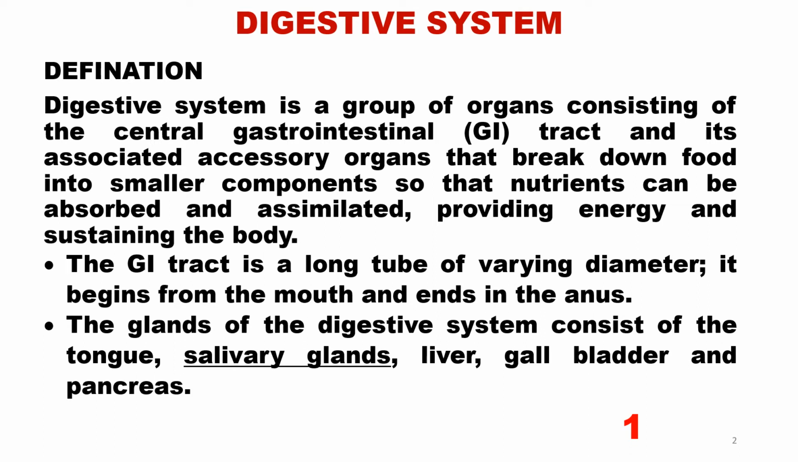The glands of the digestive system consist of the salivary glands, liver, gallbladder, and the pancreas.